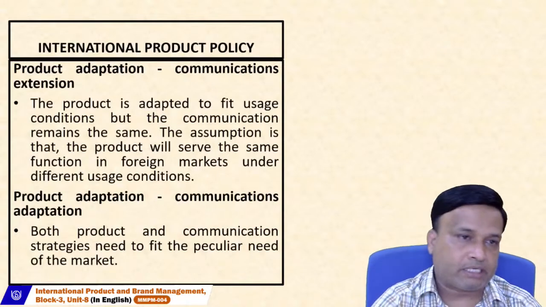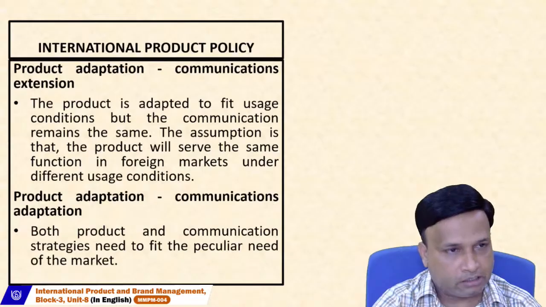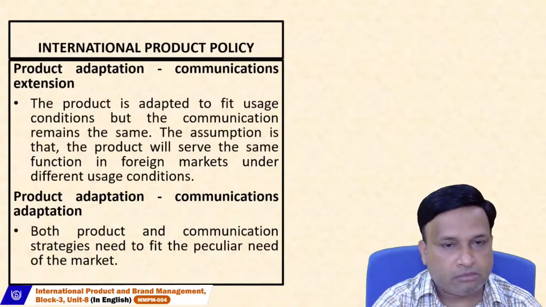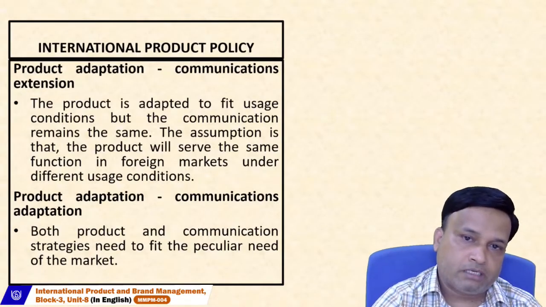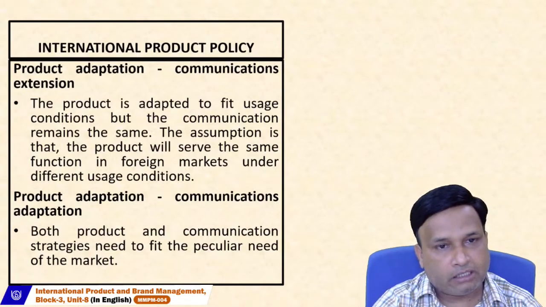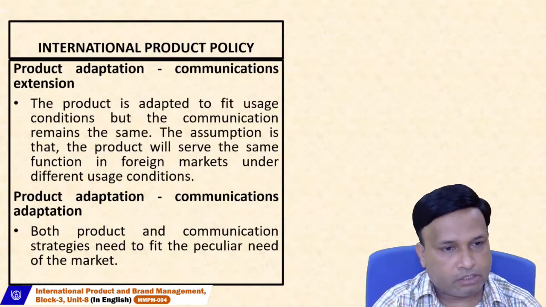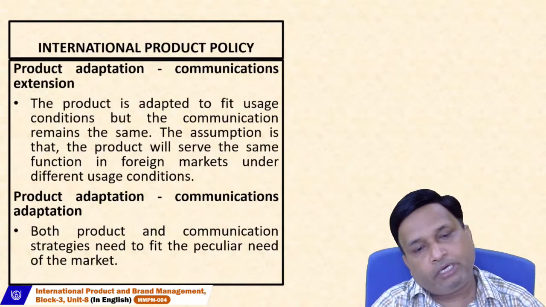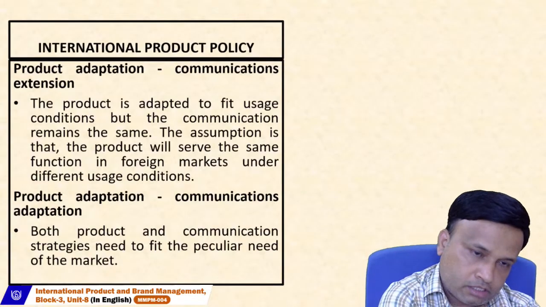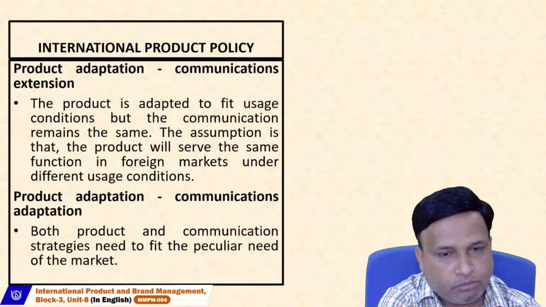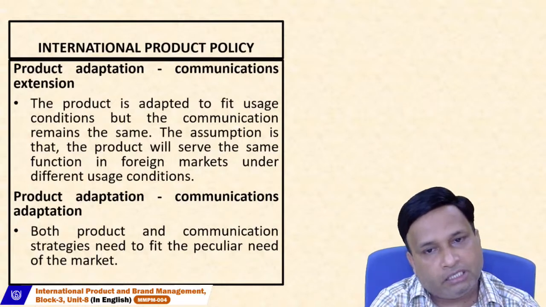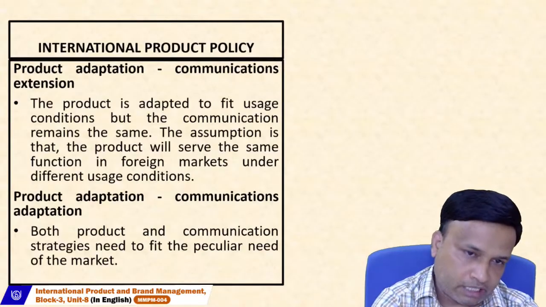You are talking about the two aspects: product adaptation and communication extension. In product adaptation, the product is adapted to fit usage conditions, but the communication remains the same. So the product remains the same, but you are only changing the consumption. The assumption is that the product will serve the same function in one market under different usage conditions. The conditions for product usage will be different, but the same product can be launched in the other market.